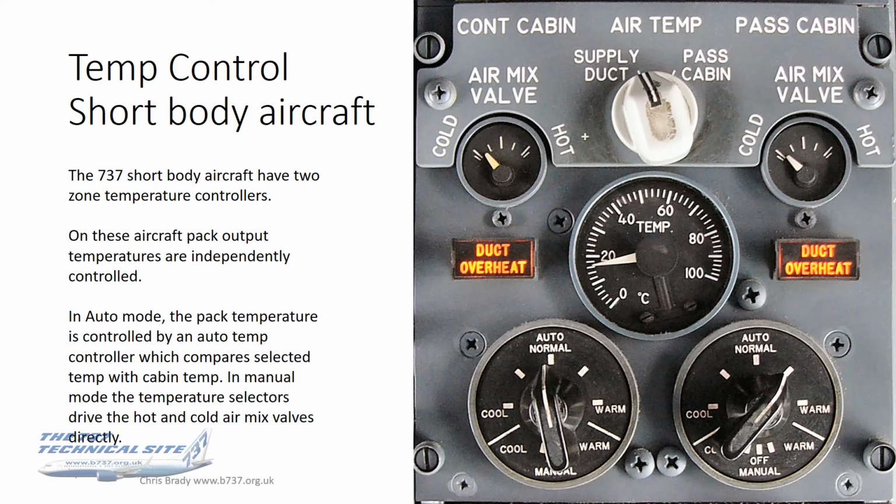In auto mode, which is with the temperature selector knobs, as you see it there, in the upper hemisphere of the circle, the pack temperature is controlled by an automatic temperature controller, and this compares the selected temperature on those two knobs with the actual sensed cabin temperature. In manual mode, which is in the bottom half, when you turn those knobs through 180 degrees, your temperature selectors are actually directly driving the hot and cold air mix valves, and that is partially why you've got the air mix valve position indicators up at the top of this panel.